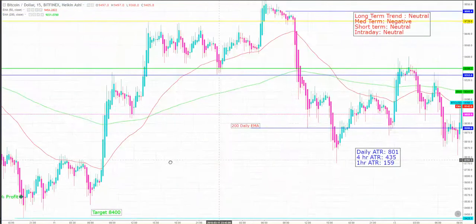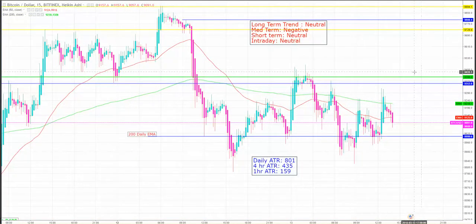So hopefully I've answered your questions on how I get signals on my Heikin Ashi, right? By waiting for signal bar plus confirmation, but only with the trend, never against the trend. I don't try to fight the trend. I always just try to go with it.